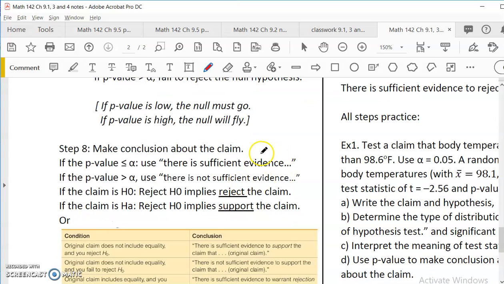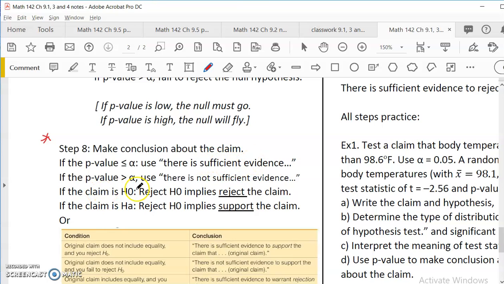But the null hypothesis has nothing to do with my claim. So what am I doing with my claim? The way you make the final conclusion about your claim is the most important part, because the whole thing is about the conclusion of the claim. If the p-value is low, less than or equal to alpha, then we say I have sufficient evidence. When you see something rare, you can make a conclusion in the rare event rule, so you use the wording sufficient evidence.